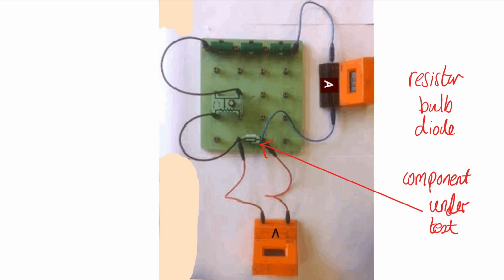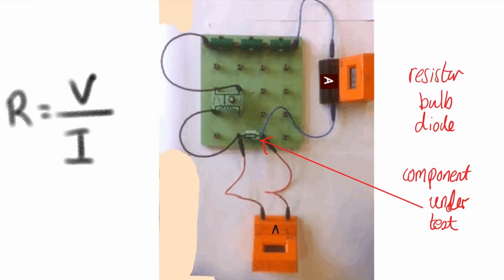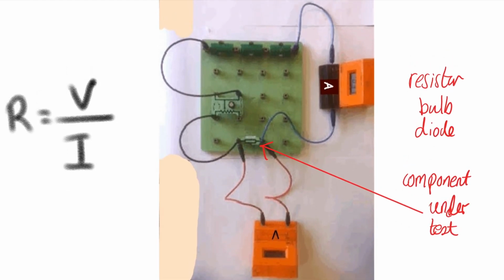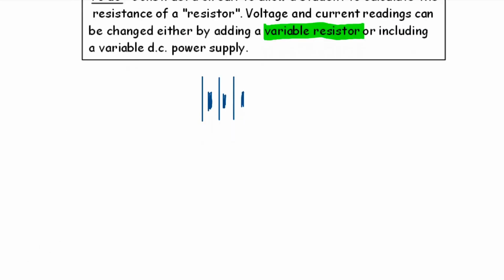So if we know the voltage across and the current through by having our ammeter in series, remember what we do? We just divide the voltage by the current to work out the resistance. So you've got to go from that photograph to a circuit diagram.